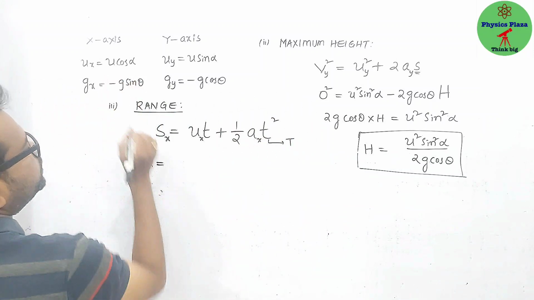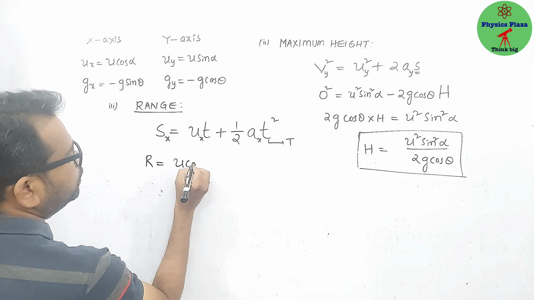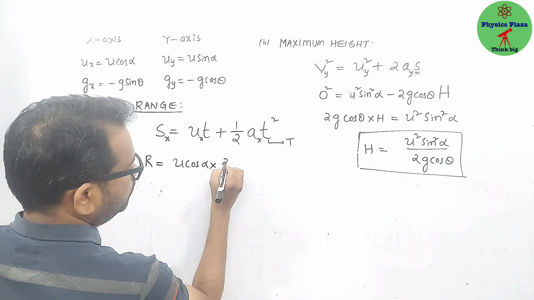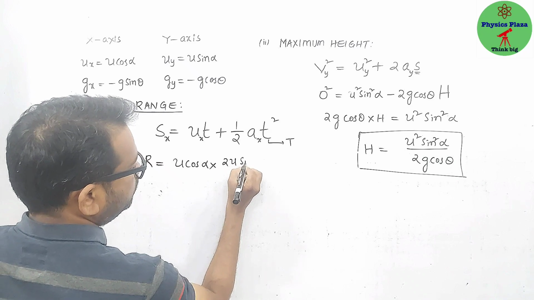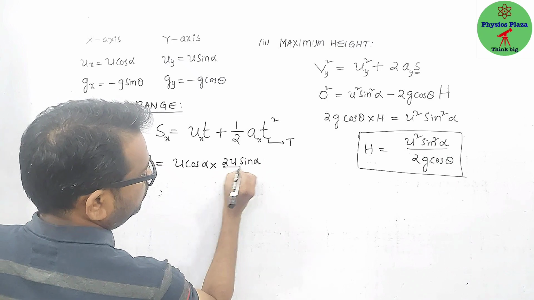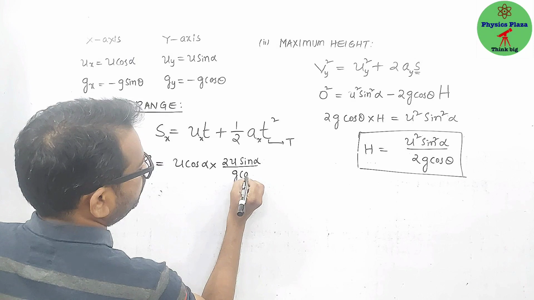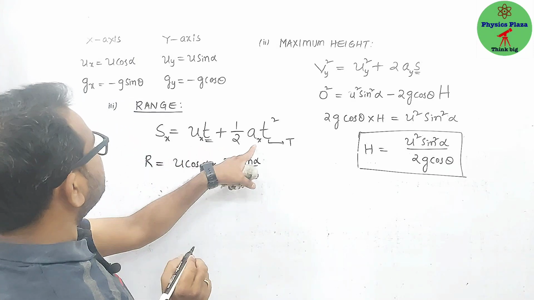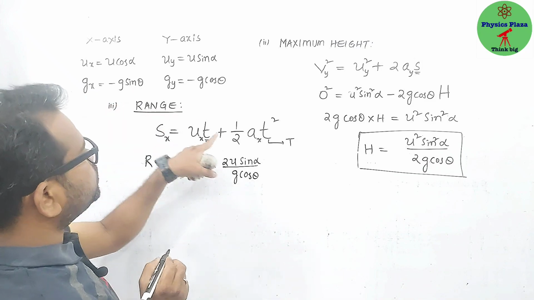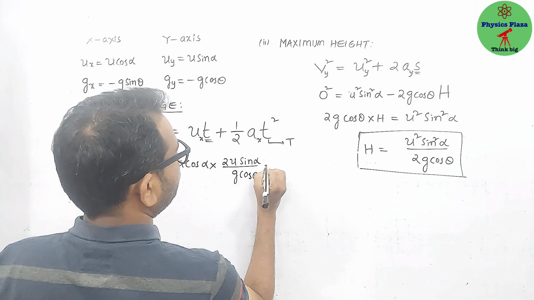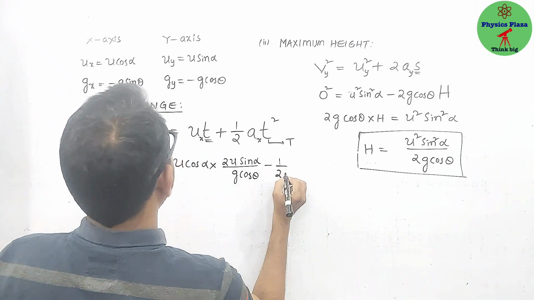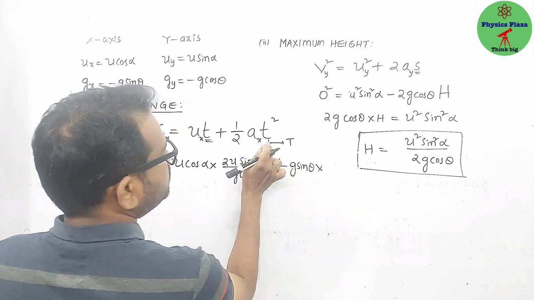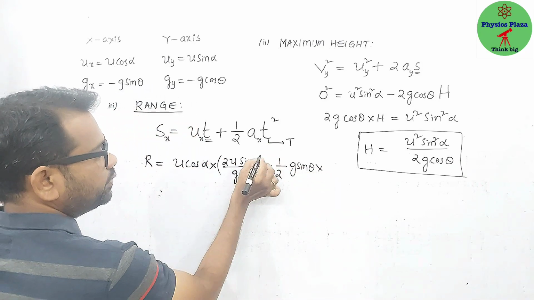Okay, ux is u cos alpha. Time of flight, how much we got? 2u sine alpha by g cos theta. In the place of t, I am writing the time of flight, and here ax is what? Minus g sine theta. So plus into minus, it is minus only, 1 by 2 g sine theta into t square. So this term whole square we should write here.